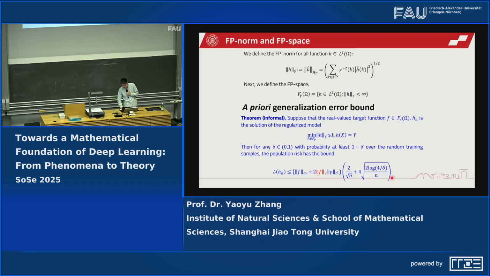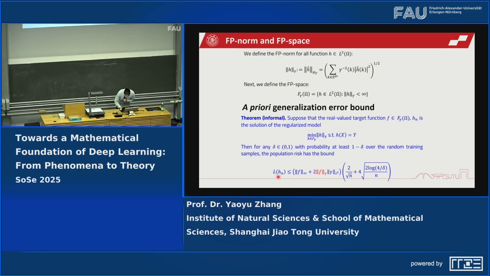Then this theorem says that what you need to do is just measure the Rademacher complexity of all the functions whose FP norm is less than or equal to the FP norm of your target. That's everything you need to do. You measure the complexity of the function space you are searching, and then you obtain this error bound.